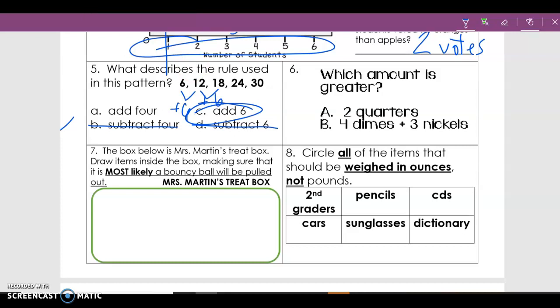For number 6, which amount is greater? Well, you got to do a little figuring out. They can draw it out. They can count in their head. They can use actual coins, whatever works.